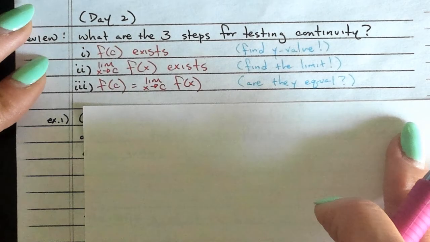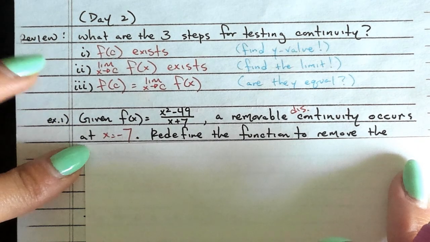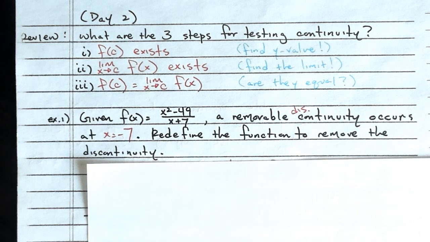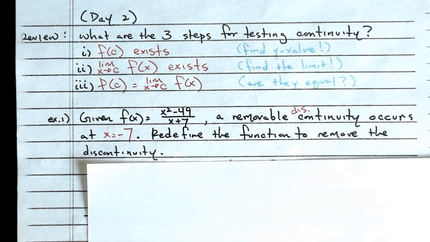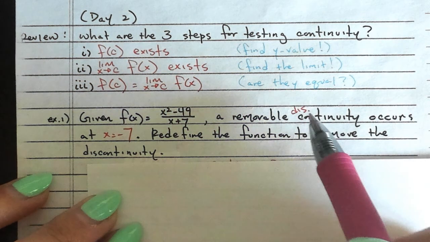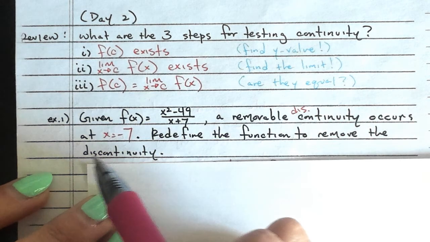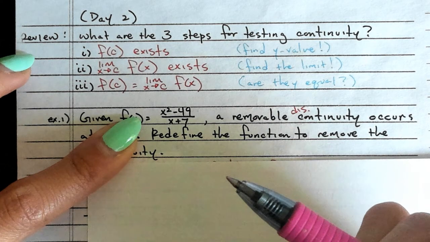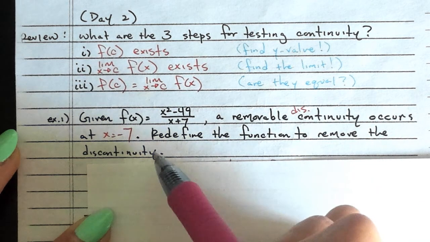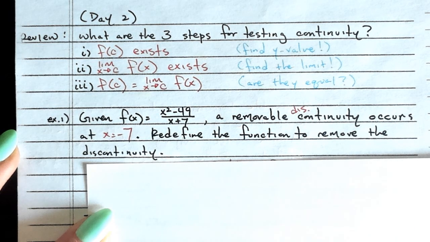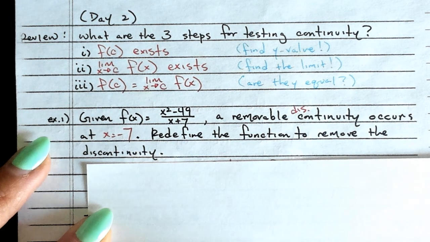So that next question, example 1 actually, is going to be a more straightforward version of example 3 from yesterday, okay? So given this function, a removable discontinuity occurs. I know it's weird, but add that in for me, please. Discontinuity occurs at x equals -7. Even if they didn't tell you that, you should be able to figure that out. I'll remind you how. You're going to redefine the function to remove the discontinuity. Basically, you're writing a piecewise function, okay? And how would we start this piecewise function?